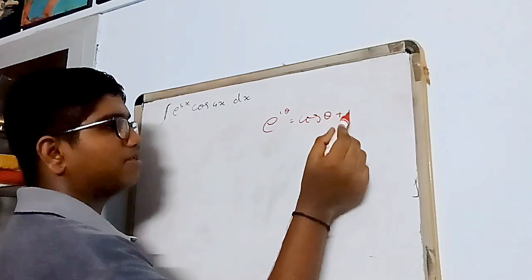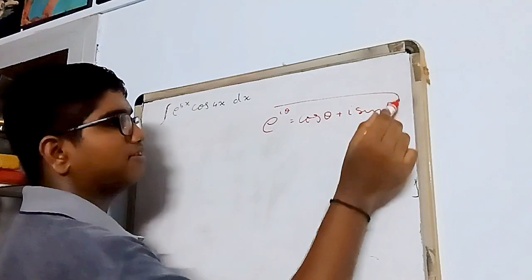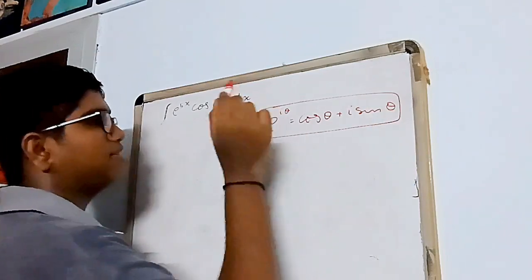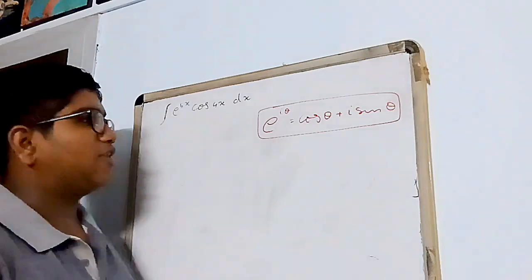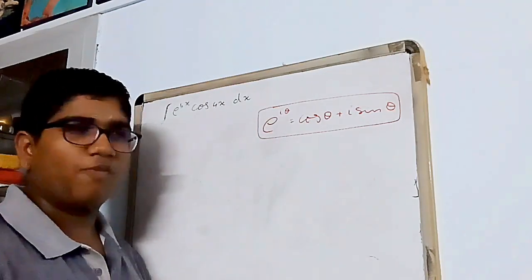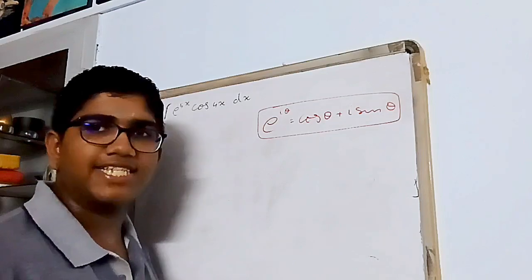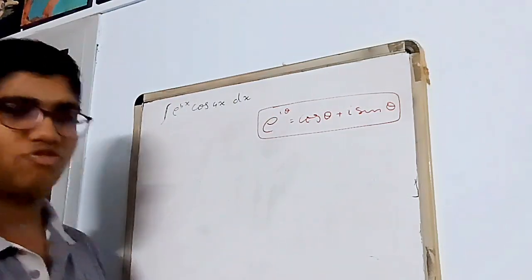cos theta plus i sin theta. This beautiful equation is Euler's formula. Now let me explain the terms. e is Euler's number, 2.71 something something something. It's a transcendental number. i is the imaginary number, that is root of -1.